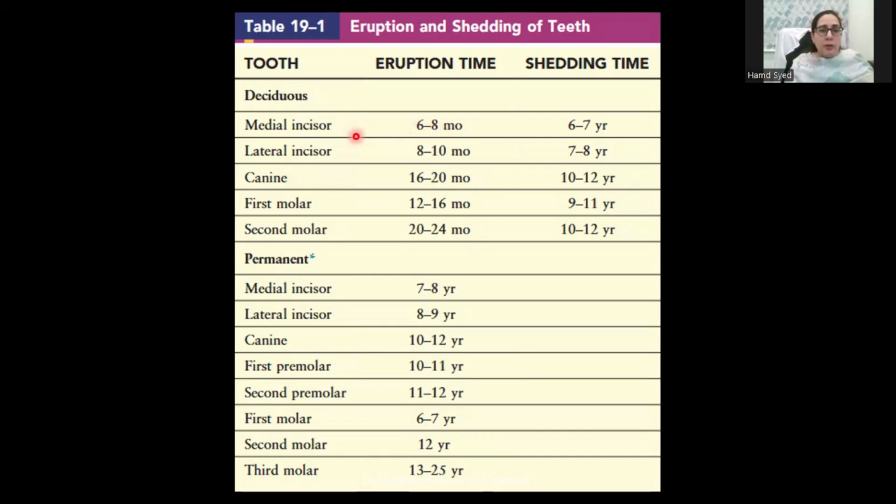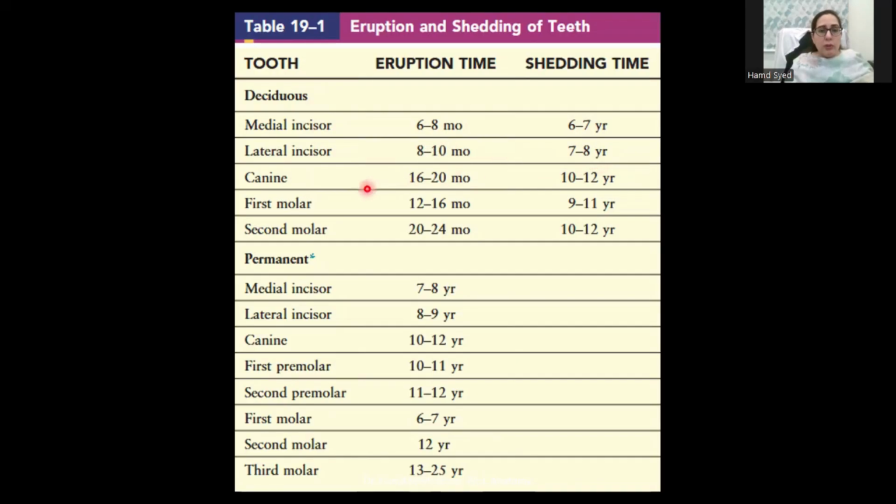And here you can see the medial incisor will erupt when the baby is about 6 to 8 months old, and it will fall off or shed when the child is about 6 to 7 years of age. Similarly, the time for the lateral incisor eruption is 8 to 10 months, while it sheds off at about 7 to 8 years of age.